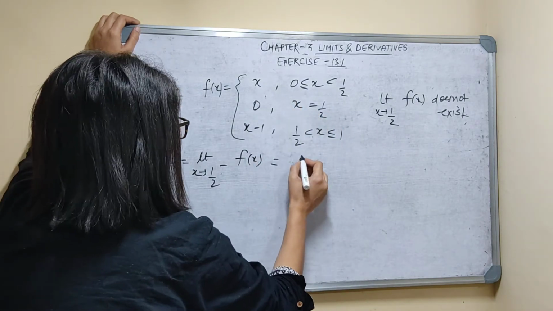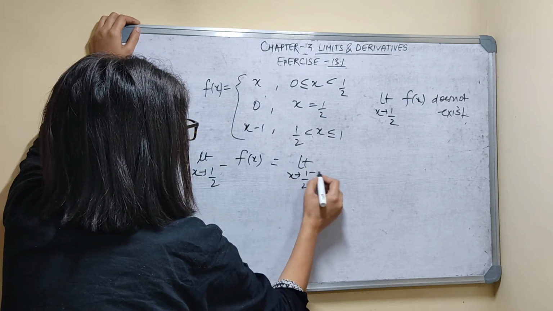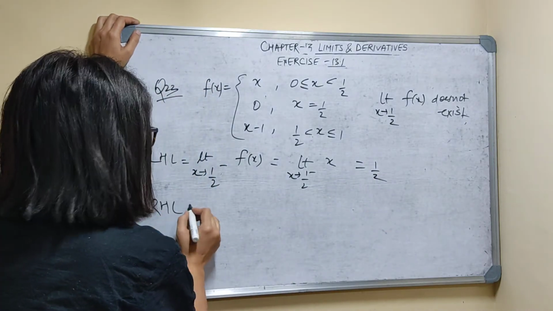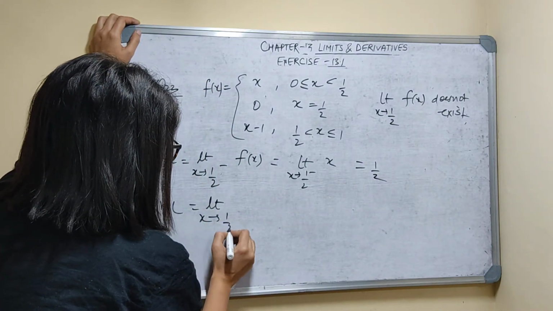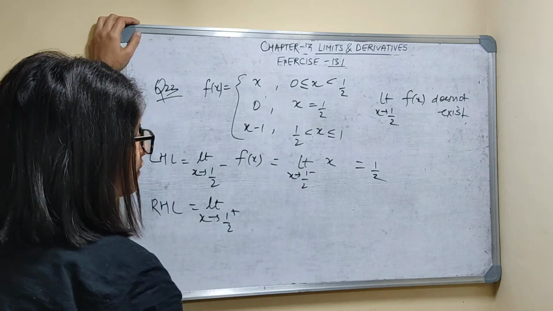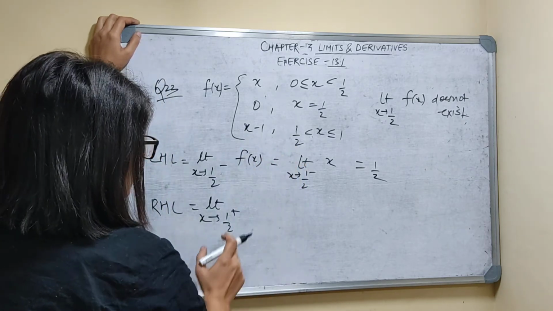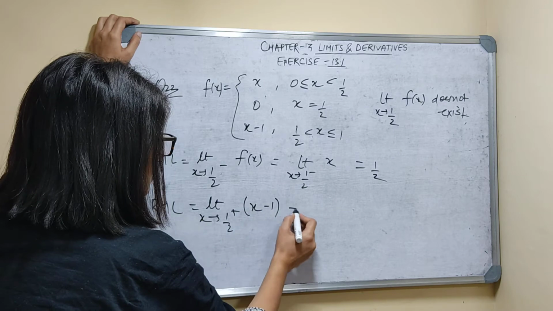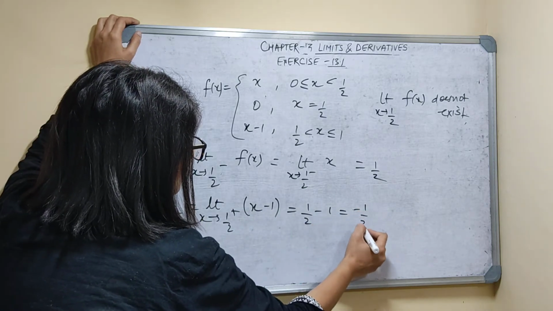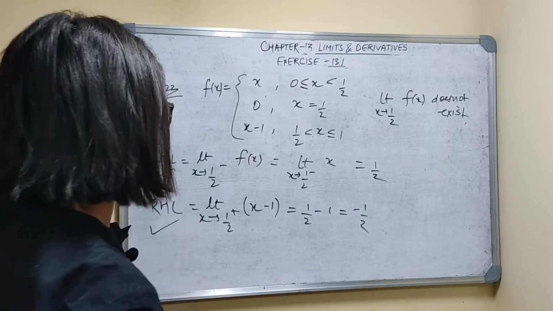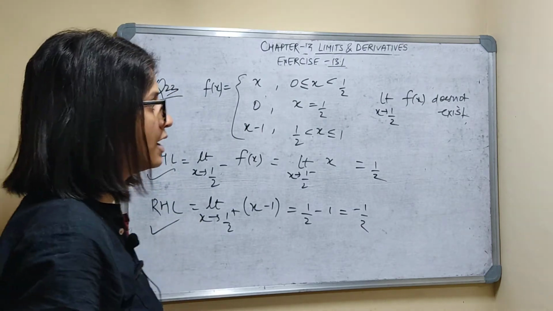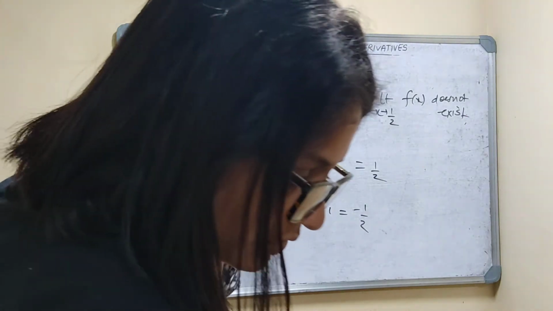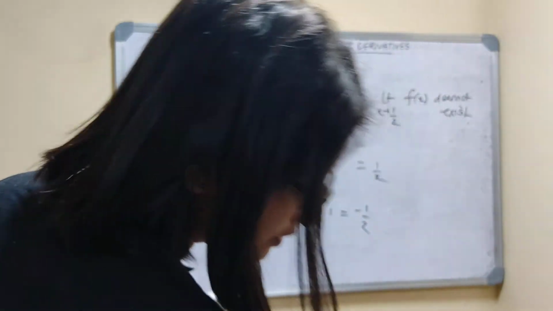So it will be x. So the limit as x tends to 1 by 2 minus of x, the answer here is 1 by 2. Now you have to find the right hand limit. Limit x tends to 1 by 2 plus, so greater than 1 by 2, so this function you have to take, x minus 1. So 1 by 2 minus 1 is minus 1 by 2. You can see the left hand limit is 1 by 2 and the right hand limit is minus 1 by 2. So you can say the limit as x tends to 1 by 2 of f(x) does not exist. Now question number 24.